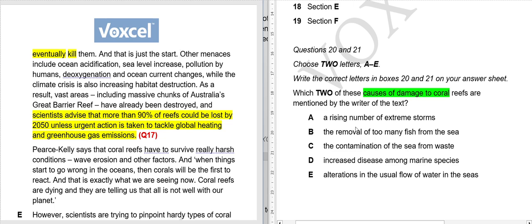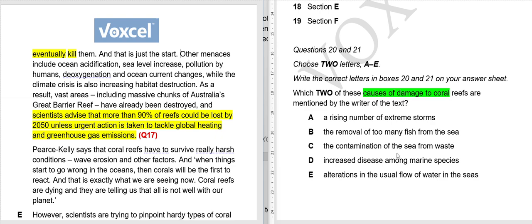A rising number of extreme storms. So is there anything about extreme? There is mention of ocean acidification, sea level increase, pollution by humans, deoxygenation and ocean current changes. While climate crisis is also increasing habitat destruction, but there is no mention of sea level increase. The removal of too many fish from the sea, there is no mention of that.